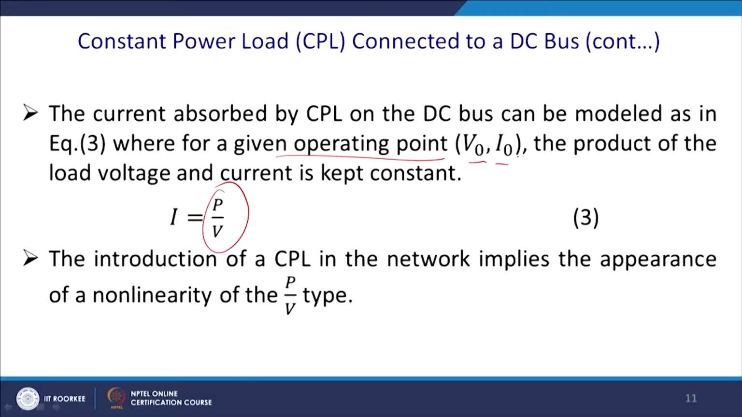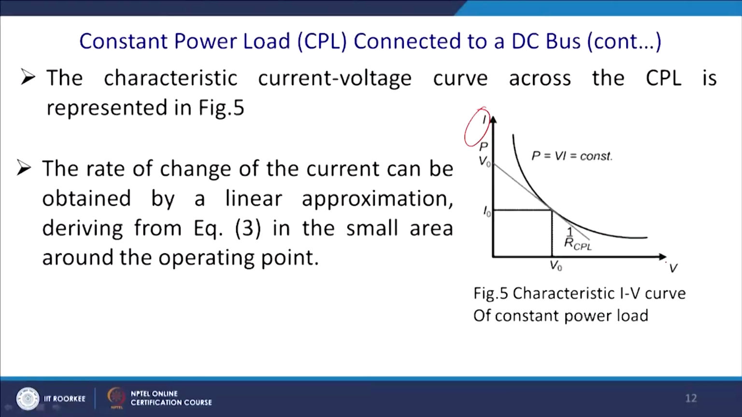The introduction of the constant power load in the network implies the appearance of nonlinearity of this P-V type. So, it is not a V square by R kind of load, it is a P by V kind of load. If voltage increases, current will decrease, if voltage decreases, current will increase. And thus, this is the characteristic, and it will be a rectangular hyperbola, and this is the operating point, where I0 is the optimal current and V0 is the optimal voltage, and you are supposed to operate here.